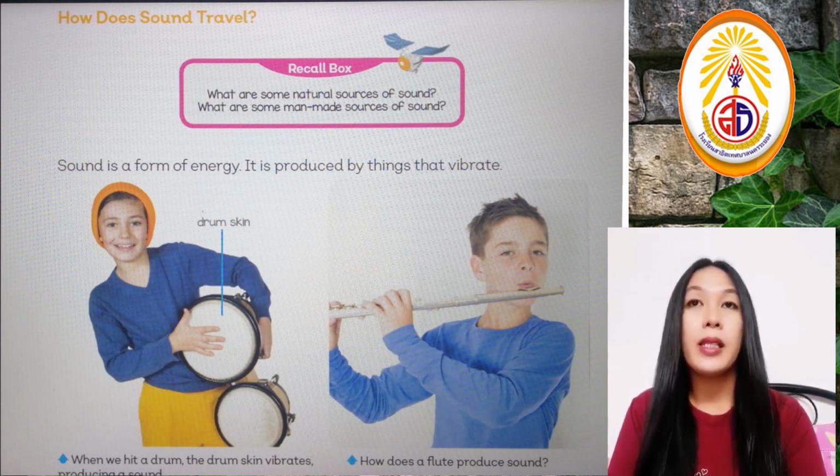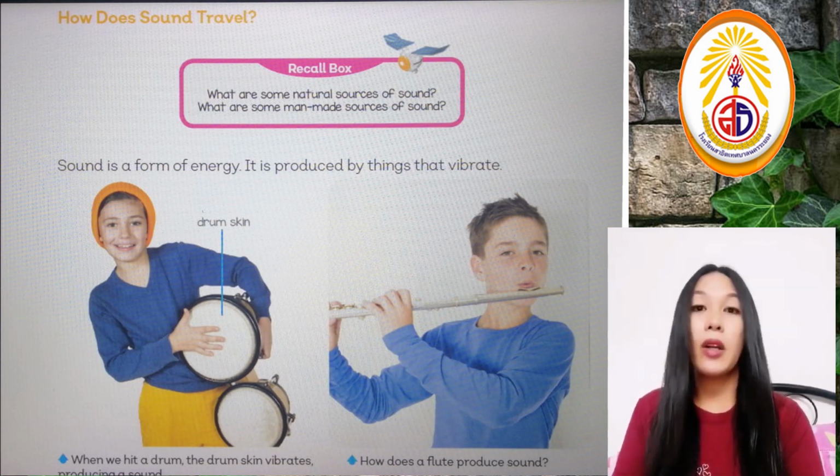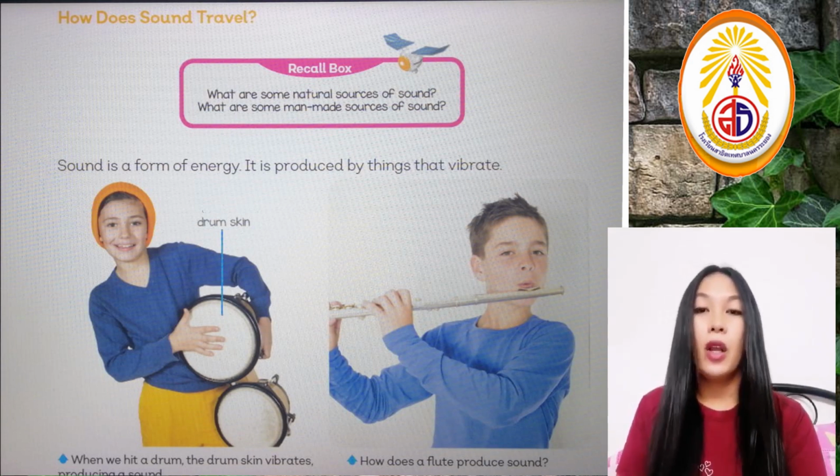So basically, sound is produced when things are vibrating. For example, when we hit a drum, the drum skin vibrates and it produces the sound. So that is the source of our sound. Now, how can we be able to hear the sound when we are at a distance? Okay, so how does a flute produce sound?